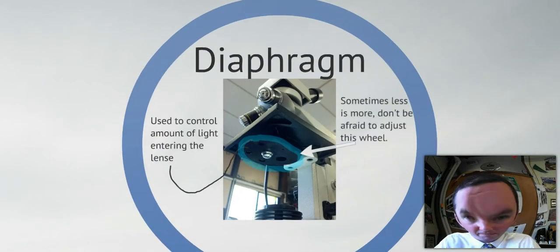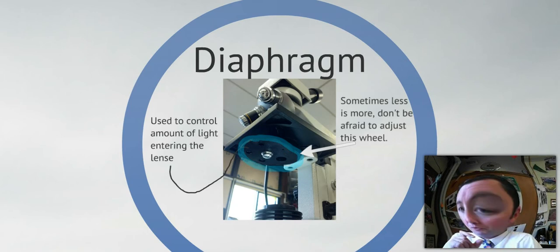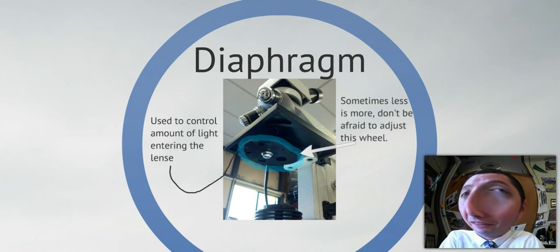Cruising to the other side. The diaphragm. Now, the diaphragm is a great tool that you guys probably never really used in 6th grade. It's used to actually control the amount of light that comes up into the lens. So, if you turn that wheel and there's a really large circle, that's going to let more light in. If there's a really small circle, that's going to let less light in.